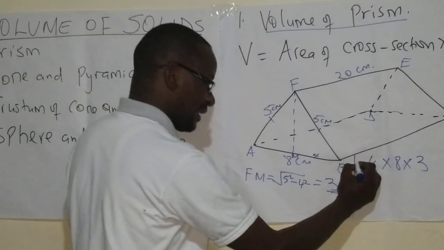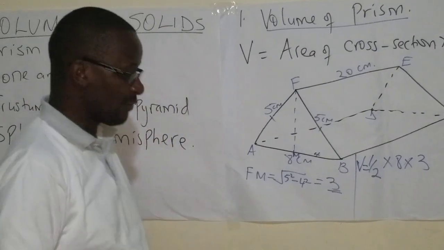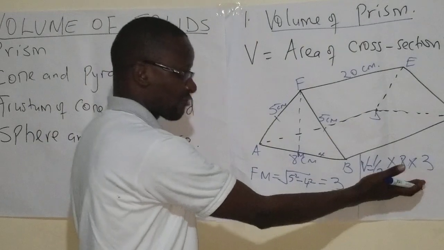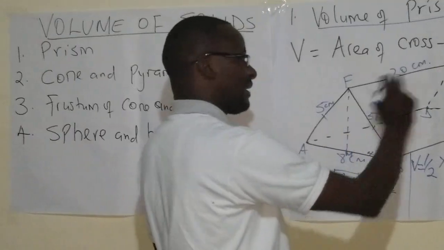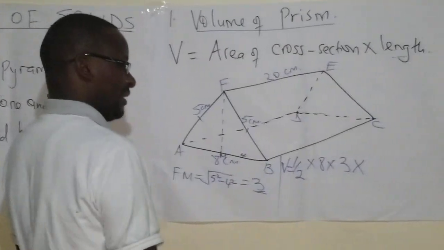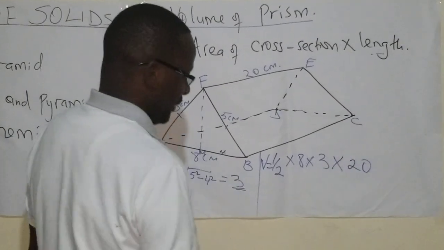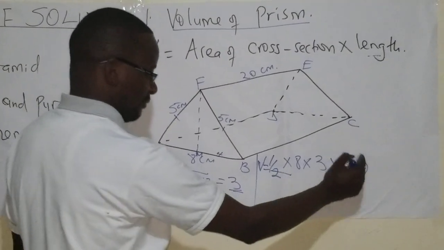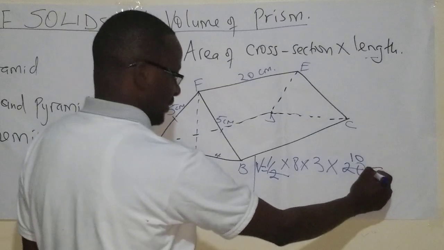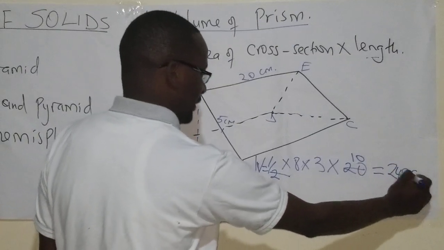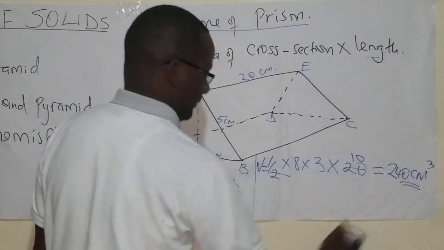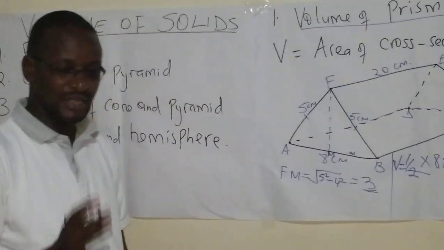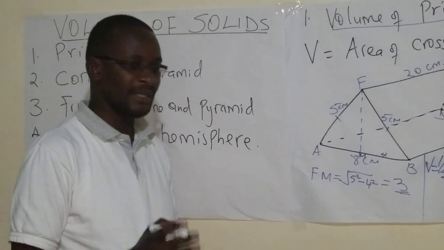And we want to get the volume. So the volume is the area of the cross-section, which is a triangle, times the length. The length is this one here, FE, which is 20. So you can multiply there. This will be 10. And you get your answer as 240 cubic centimeters. So that's how you get the volume of a prism.